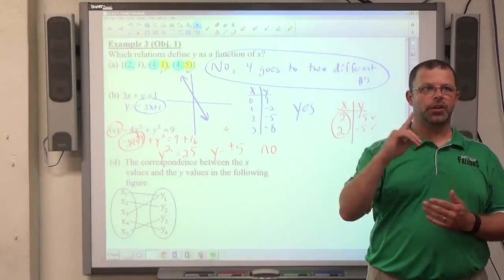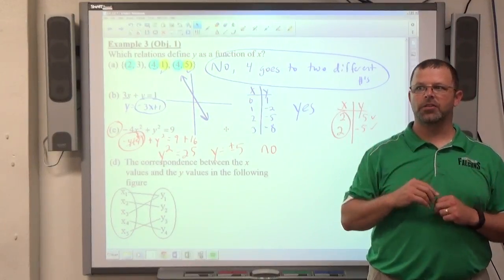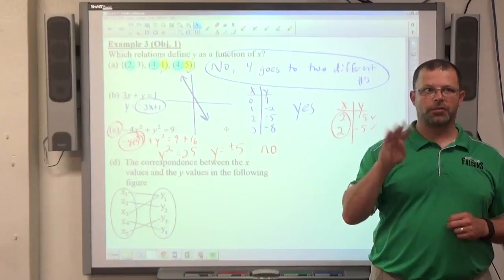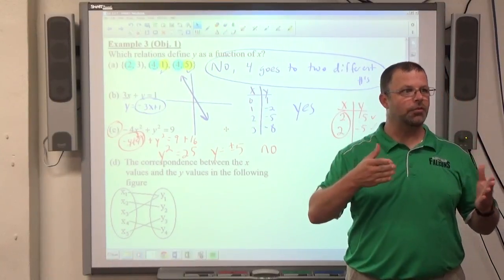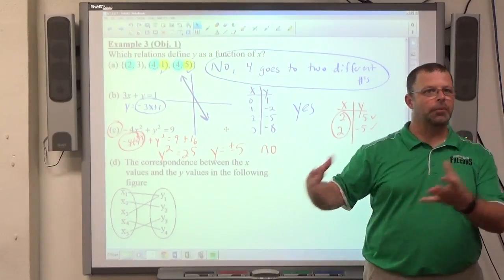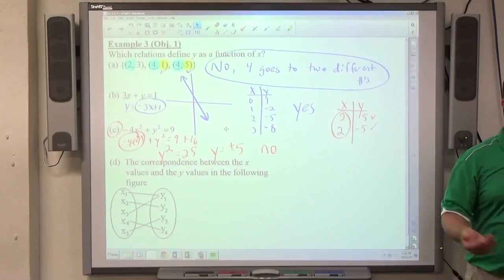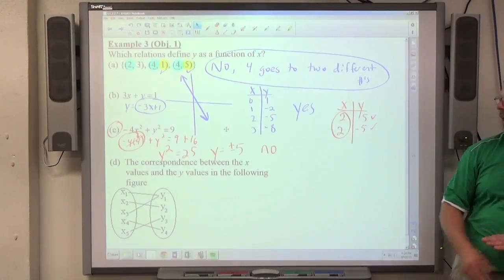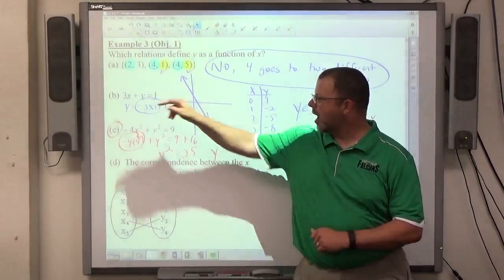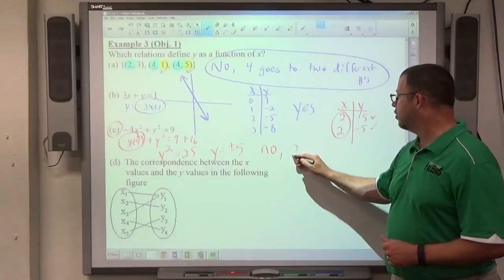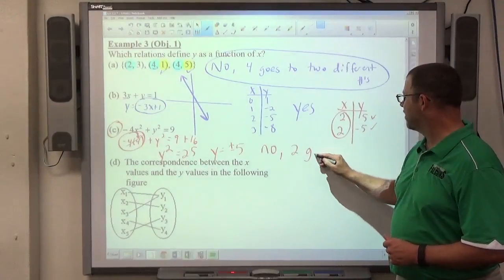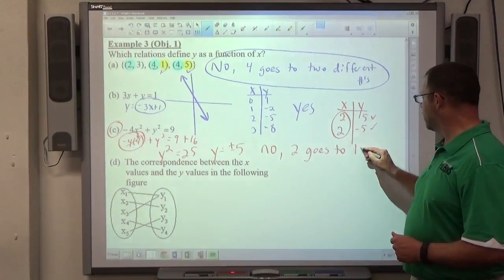Because with odd powers, when you take a cube root, you get a single answer. You take a 5th root, you get a single answer. 7th root, single answer. Square root, plus or minus. 4th root, plus or minus. 6th root, plus or minus. Every one of those even powers, you're going to get that plus or minus, creating multiple answers for specific numbers. So usually even power, no. Odd power, yes. And as far as writing the answer to this, we're going to say no because 2 goes to 2 different numbers.